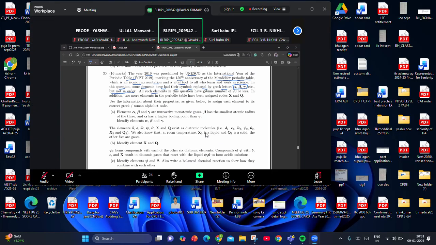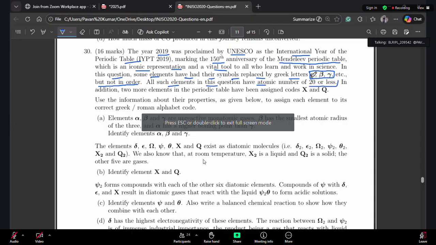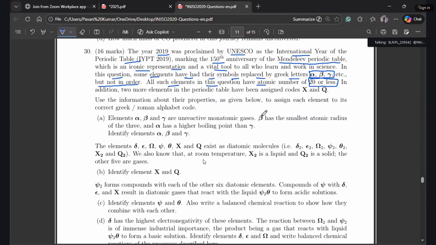All such elements in this question have atomic number 20 or less. This is a main benefit for us, because if they gave the entire periodic table of 118 elements, it would be very difficult to find those elements. But they gave 20 or less. That means when you are preparing for periodic properties, learn the electronic configuration of up to 30 elements, and their atomic numbers. Anyway they give the periodic table also. If you learn the electronic configuration of 30 elements, you can solve any problem based on the periodic table. In 2025 they gave one question, and in 2020 they gave two questions based on this.